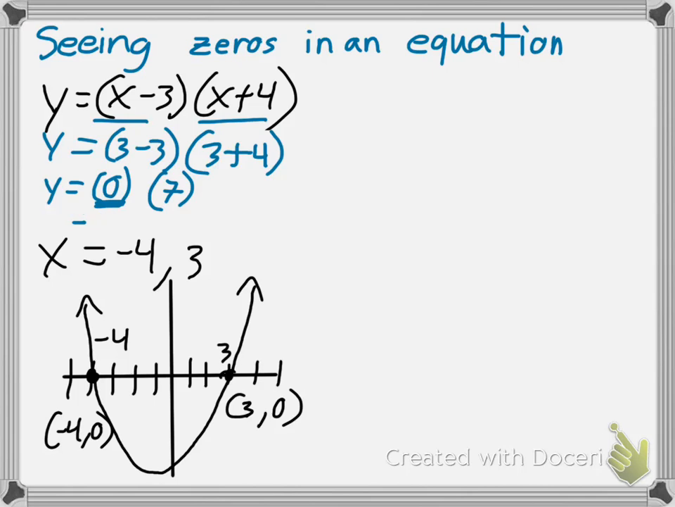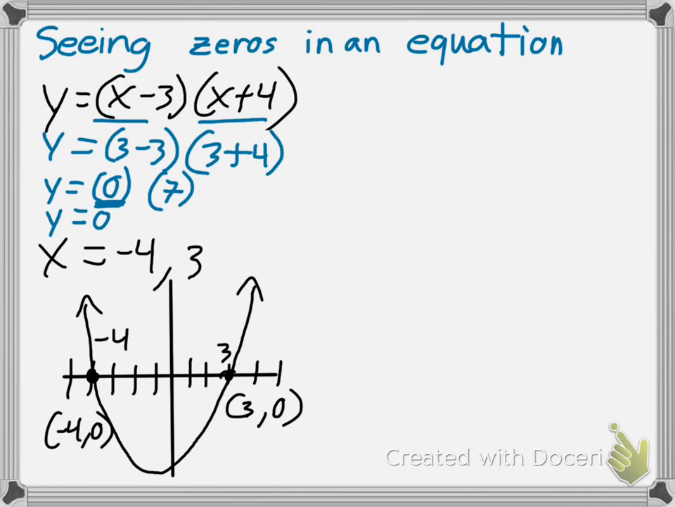Let's say that better. Y is equal to 0 when x equals 3. So it did work out just as we thought. Well, this is pretty powerful. It means that if I have the equation in factored form, which is what this is, then I can immediately see what the roots are going to be, or the zeros.